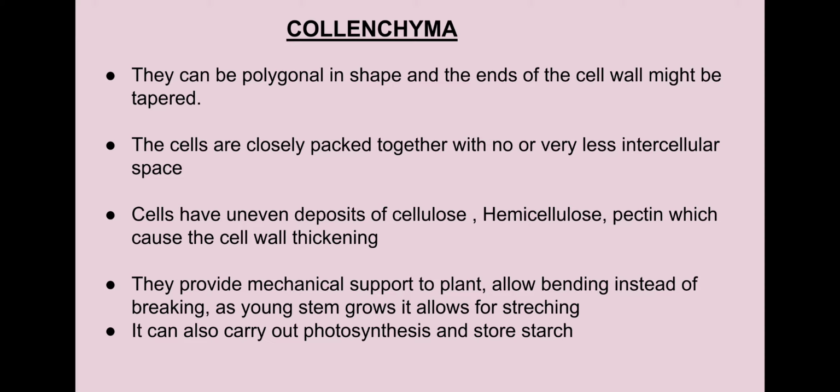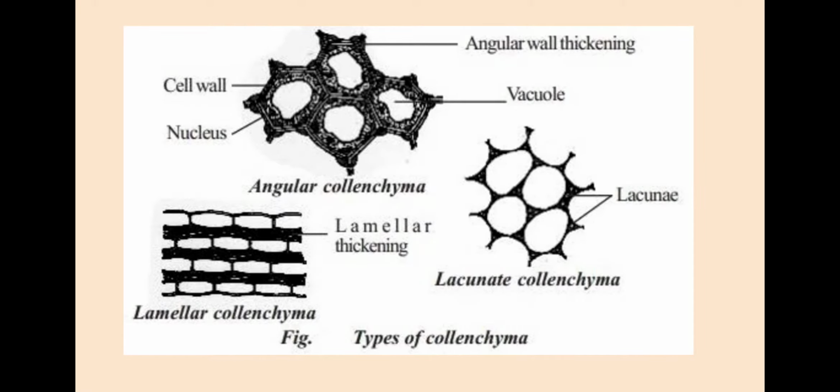They are the cells which provide mechanical support to plants, and also they are the ones which cause the bending when there is a bending motion or there is a flexibility to the plant whenever it bends instead of just snapping. They also carry photosynthesis due to the chloroplasts that are present. So these are the types of collenchyma. We have lamellar, lacunar, angular collenchyma.